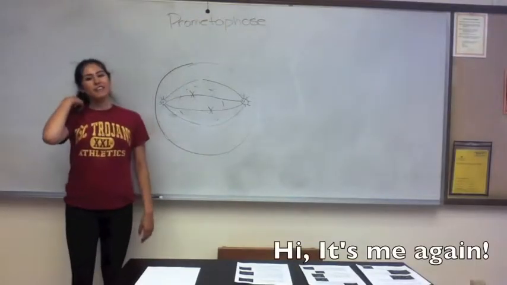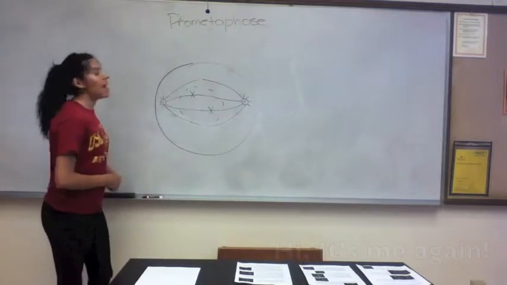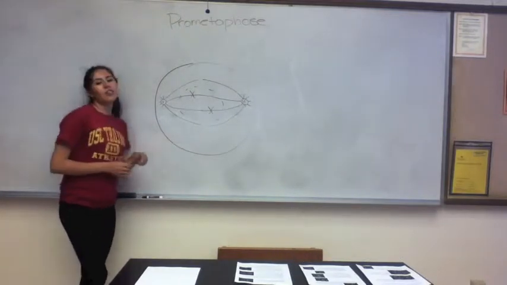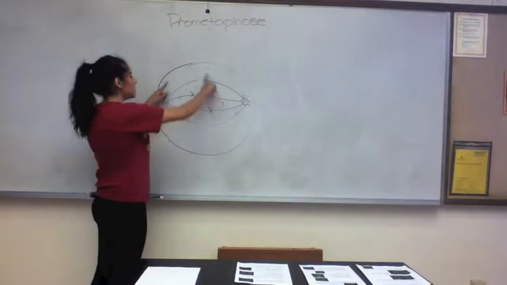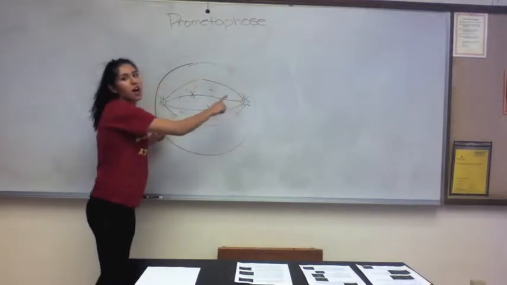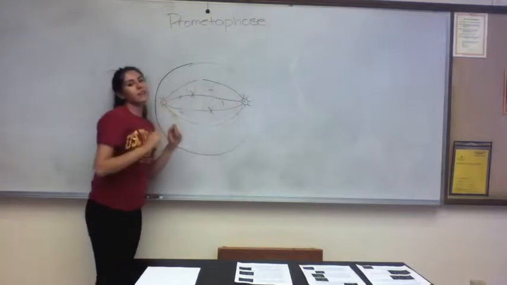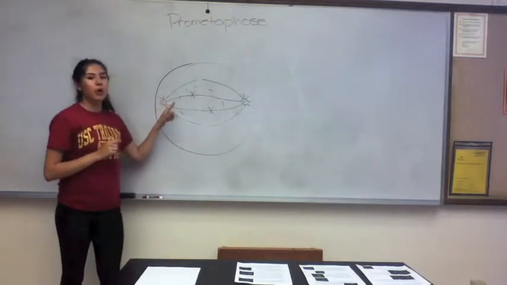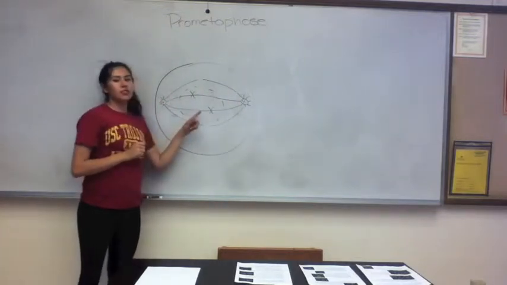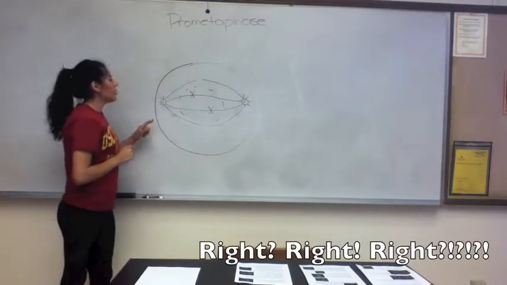The stage after prophase is called prometaphase. In this stage, the nuclear envelope starts to disappear, and the centrosomes start to migrate to opposite sides of the cell. When this happens, the microtubules extend from the centrosomes and attach to a protein structure called the kinetochore.